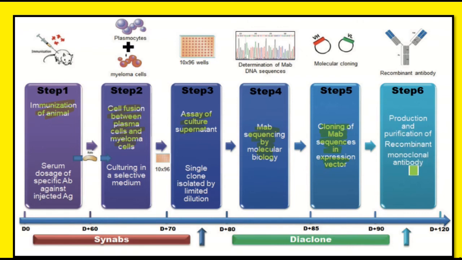So if you see in the figure, the mouse or an animal is immunized by antigens. Here the plasma cells and the myeloma cells are fused. Here the screening is done by ELISA plate. Here the determination of the MAB is done by DNA sequencing methods. Molecular cloning is done by fusing the variable heavy chain and variable light chain. Then the recombinant antibody is constructed.